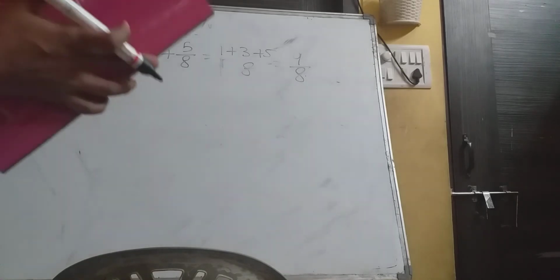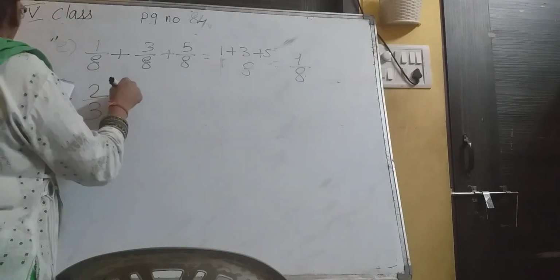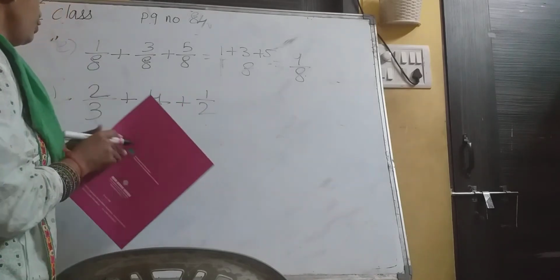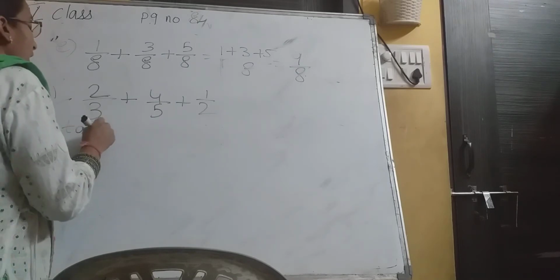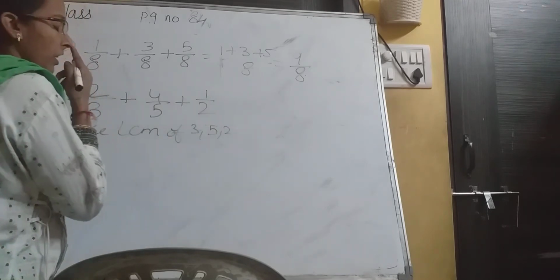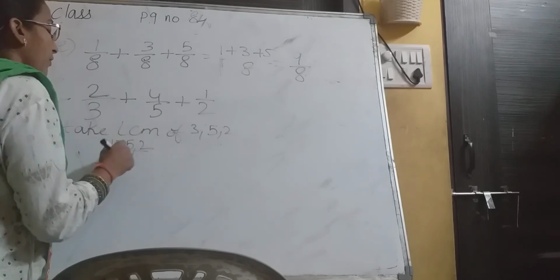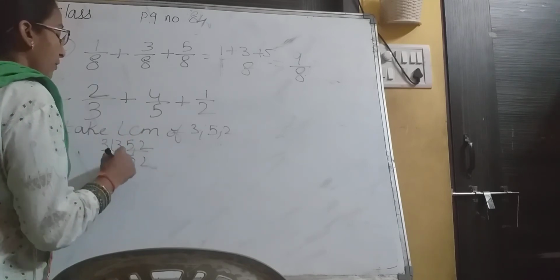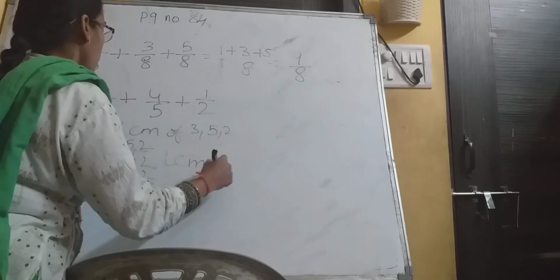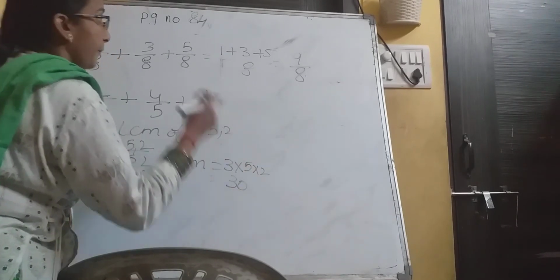See, I'll show you. 2 by 3 plus 4 by 5 plus 1 by 2. So, what should you do? Take LCM first. Take LCM of 3, 5, 2, children. 3 table: 3, 5, 2. 5 table: 1, 5, 2. 2 table: 1, 1, 2. 1, 1, 1. Okay, LCM is equal to 3 into 5 into 2. 3 5s are 15, 15 2s are 30.